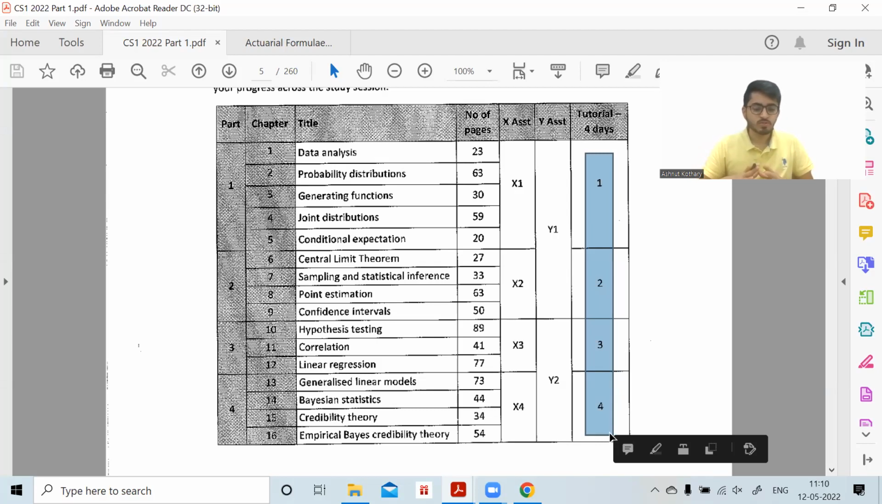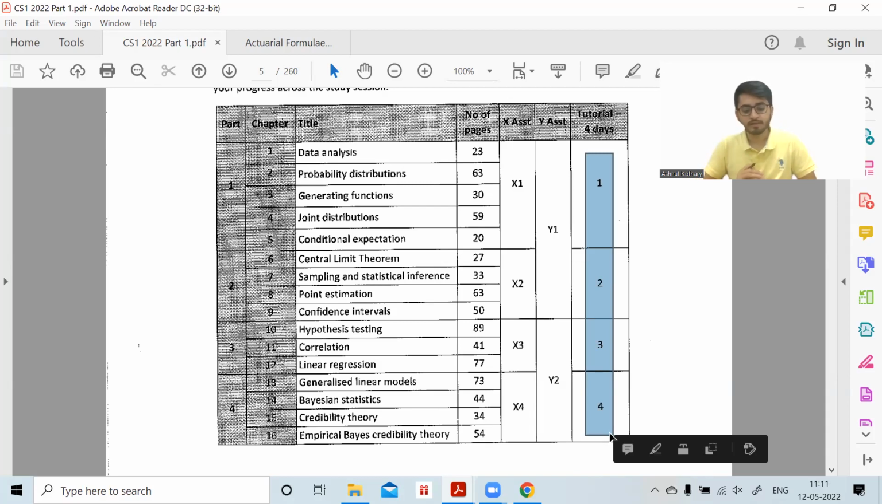Next, just to give you a rough idea of the number of classes which I would be requiring for the paper A part to cover the conceptual topics. For probability distributions, we are planning to take 4 classes. For generating functions, it would be a single class. For joint distribution, it could be either a single long class, let's say 3 hours, or 2 classes. Conditional expectation would be one short class, or I could club it with joint distributions itself. So you can think chapter 4 and chapter 5 combined, we would have, let's say, 2 classes of 2 hours each.